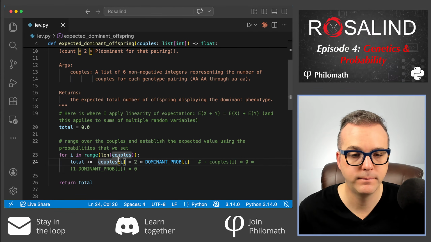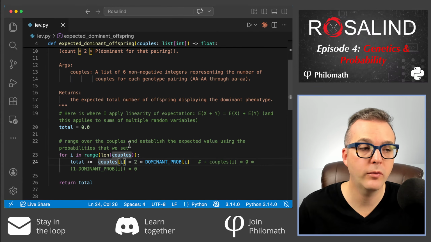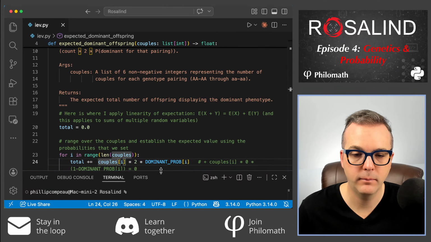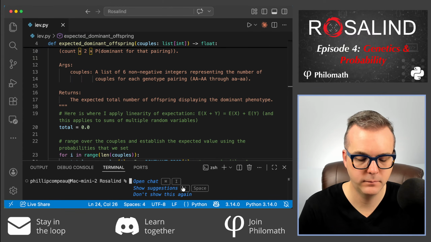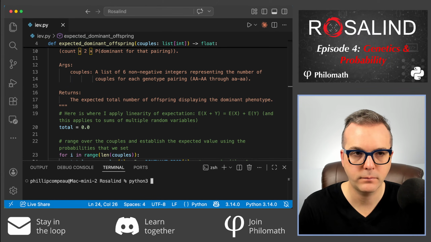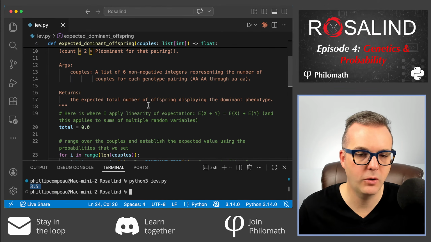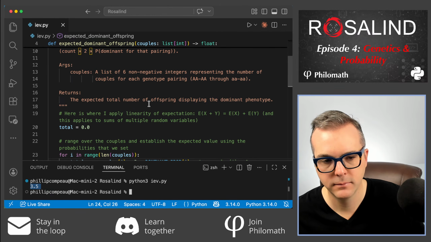And that's it. So another short function that when I run it, hopefully we see that we get 3.5, which is the correct answer on our test.